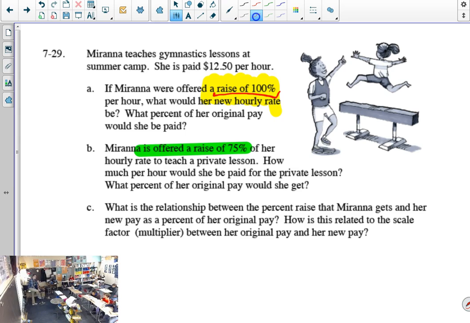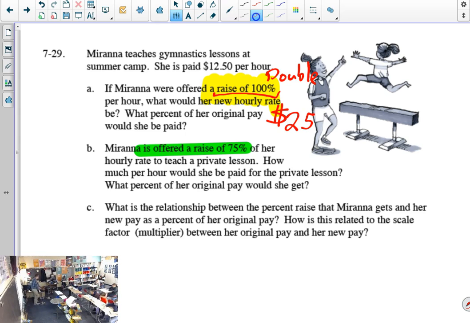I'm so glad you asked that question. So B is referencing the original pay that she had. So if Marina, I'm not sure how to say her name, was offered a raise of 100%, Alec, can you tell me what you think a raise of 100% means? Yeah, that's going to double your pay. Because if you go up by 100%, you're now at what percent? 200, right? Because you went up from 100 to another 100. So this is pretty easy then. $12.50 doubled, what would you get paid? $25.